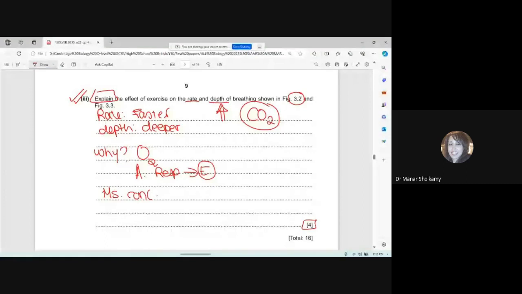High levels of CO2 are detected by chemoreceptors in the brain. Then receptors in the brain will send what? They will respond by what? What does the brain do when there are high CO2 levels? And this is an example of what? Homeostasis by negative feedback.